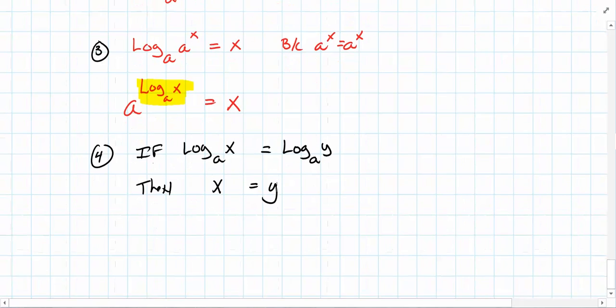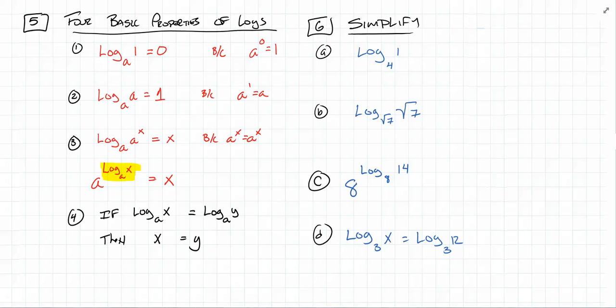X is equal to y. All right, so we'll do this right next to each other. What would log base 4 of 1 have to be? Yep, that would definitely have to be 0, right? Log base 4 of 1 is 0.